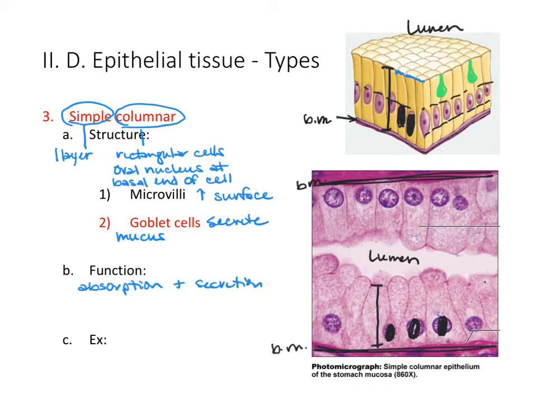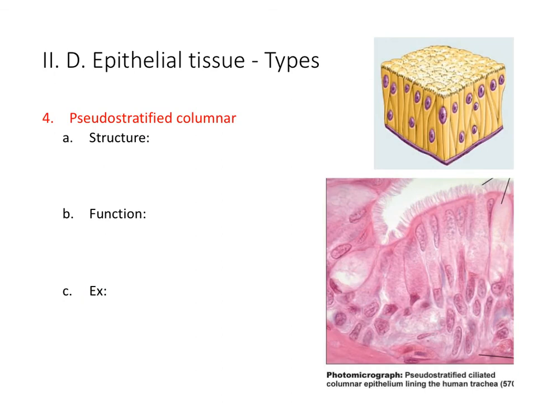So again, if I'm thinking about examples of where I can find this, I would say my GI tract. GI stands for gastrointestinal tract. So I'm going to find this stuff in my stomach and in my large and small intestines, except for the anus. Our next example is pseudostratified columnar. So columnar, again, tells us that we're going to have rectangular sort of cells, so they're going to be taller than they are wide.